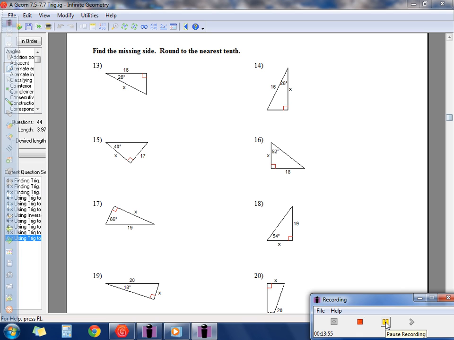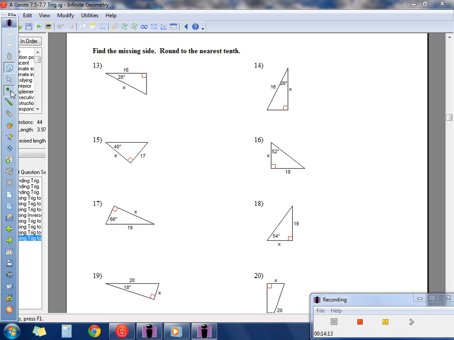Number 14 is the next important one to focus on. It's different than what we've seen. This one, they give you an angle and a side. You're missing another side. You're trying to solve for x, but it's still using basic trig. The angle they want you to focus on is already marked with 26 degrees.